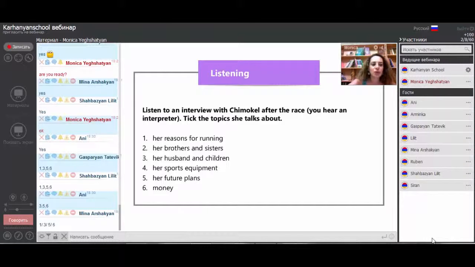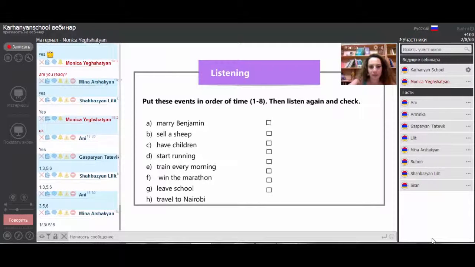Okay, now let's do the other exercise. Again, it is connected with the listening and reading part. Now, we're just going to put them in order. You can write down first, for example, G, then continue. What happened first? Married Benjamin, sell a ship, have children, start running, train every morning, win the marathon, leave school, travel to Nairobi.